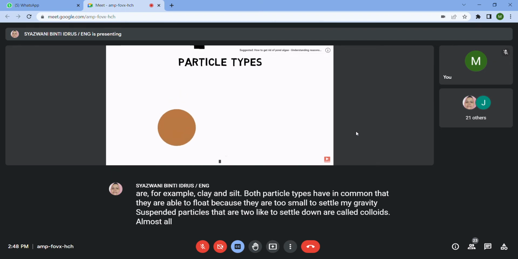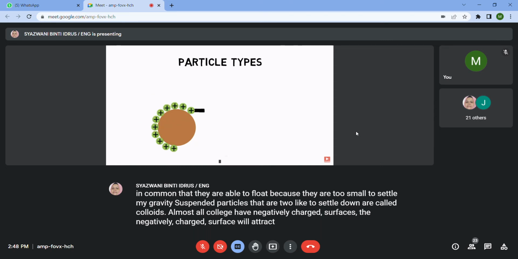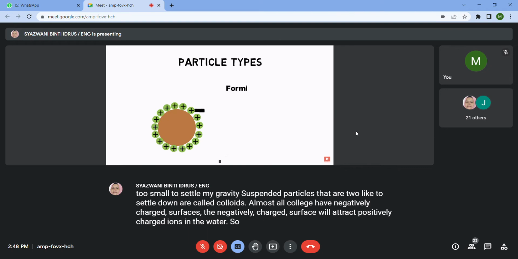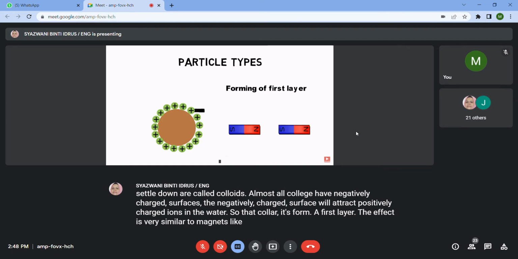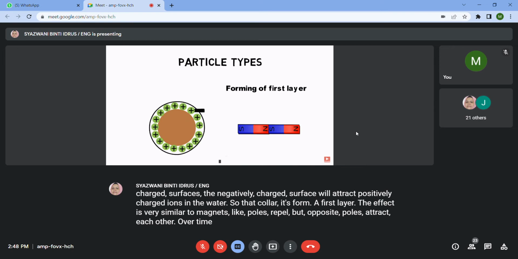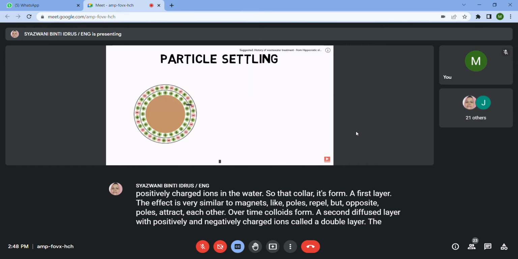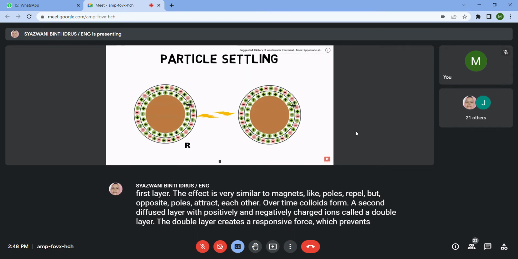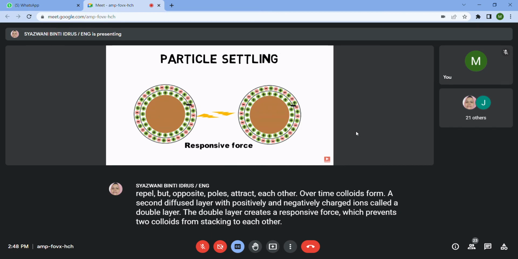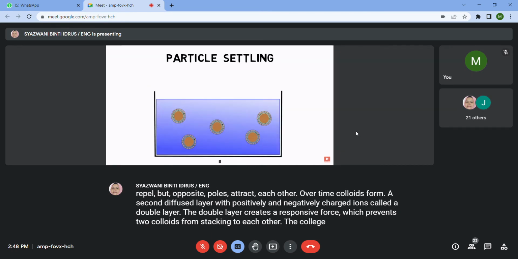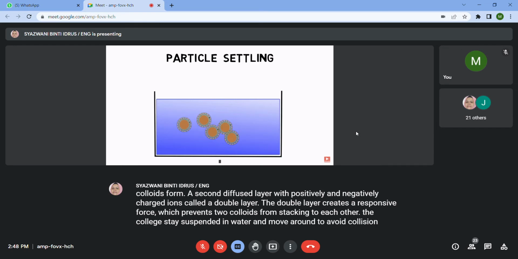Almost all colloids have negatively charged surfaces. The negatively charged surface will attract positively charged ions in the water, so the colloids form a first layer. The effect is very similar to magnets. Like poles repel, but opposite poles attract each other. Over time, colloids form a second, diffused layer with positively and negatively charged ions called a double layer. The double layer creates a repulsive force which prevents two colloids from sticking to each other. The colloids stay suspended in water and move around to avoid collision with other colloids.